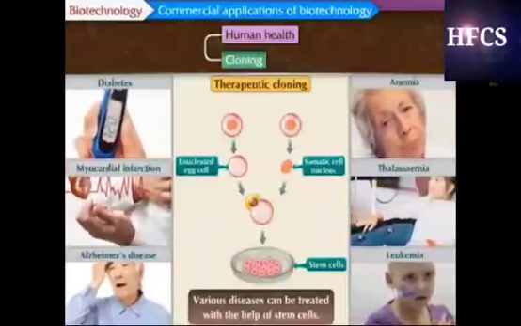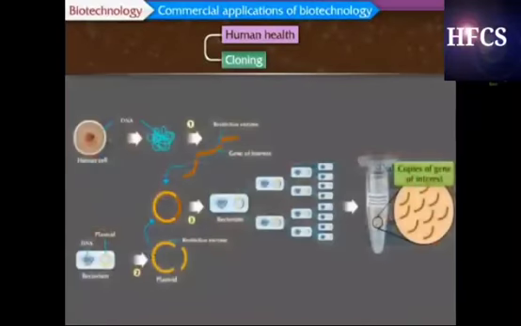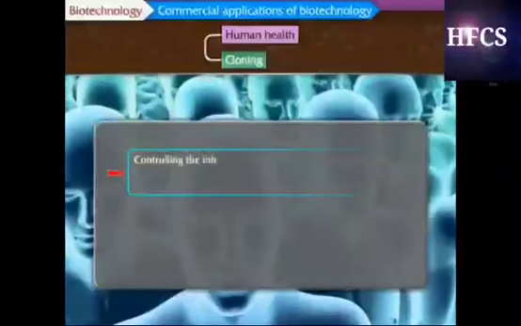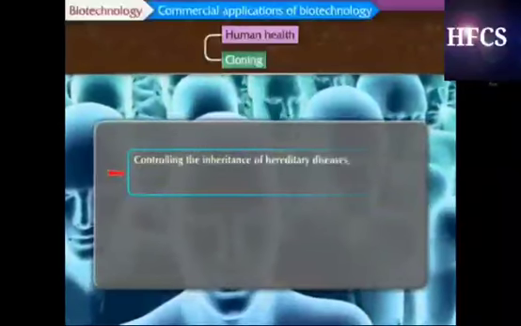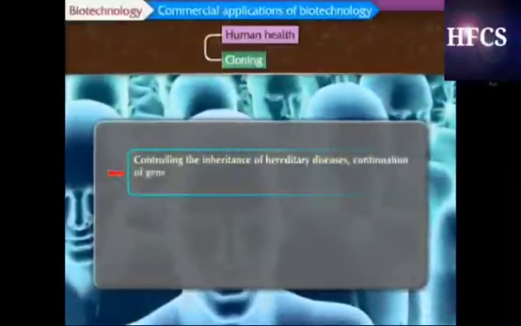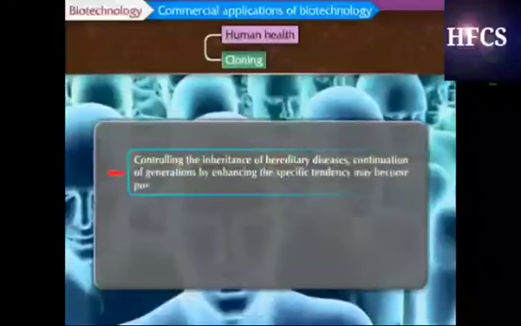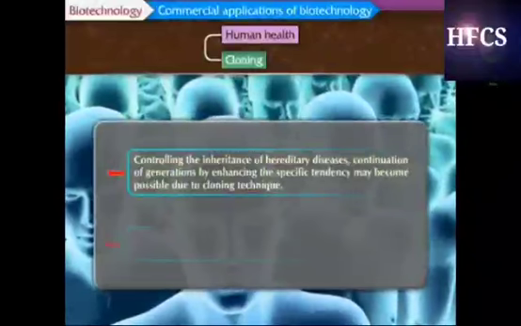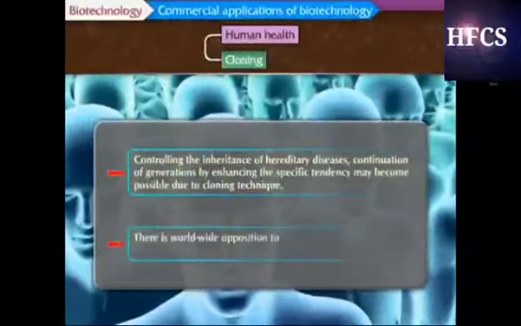Similar to cells, genes can also be cloned and millions of copies of the same gene can be produced. Those can be used for gene therapy and other purposes. Controlling the inheritance of hereditary disease, continuation of generations, and enhancing specific tendencies may become possible due to cloning technique. However, there is worldwide opposition to human cloning on various issues.